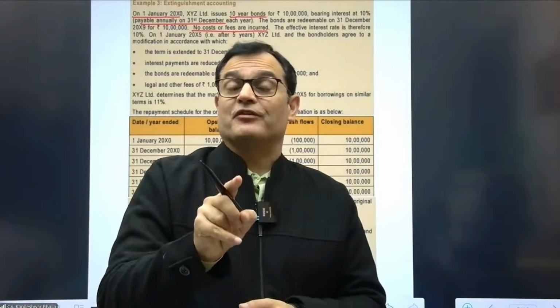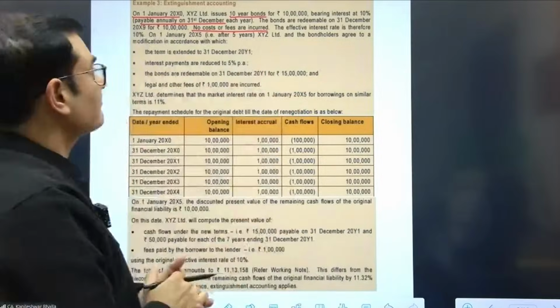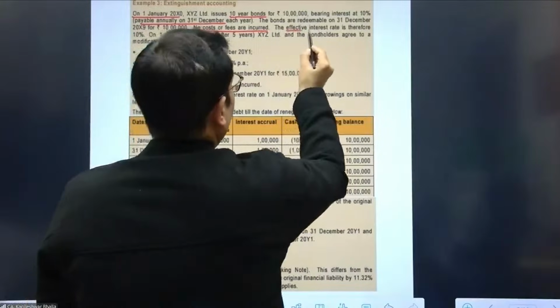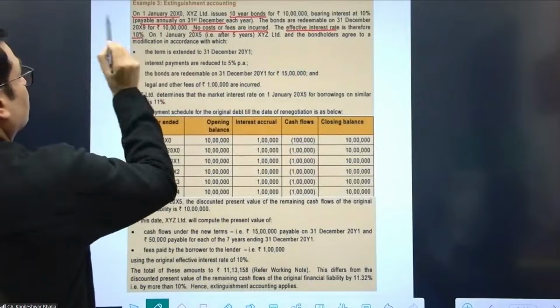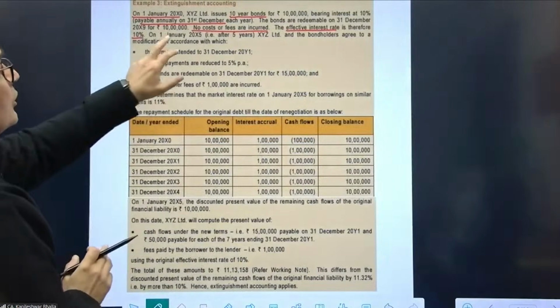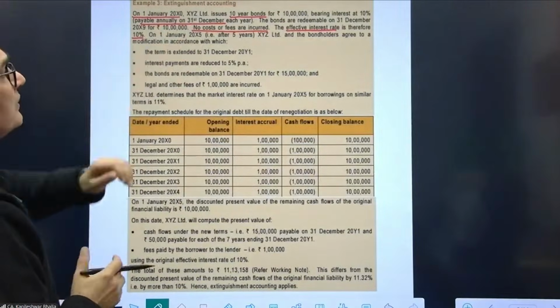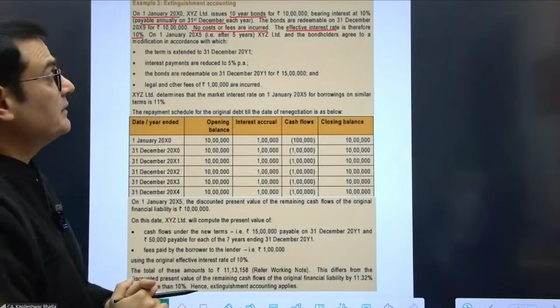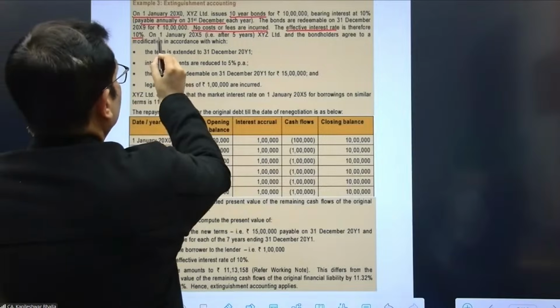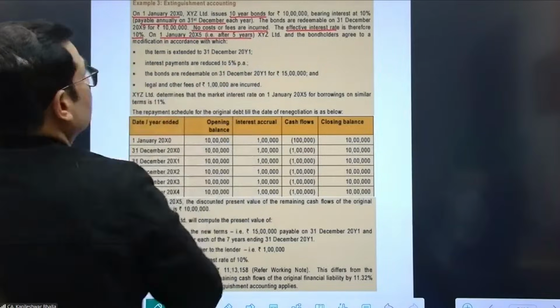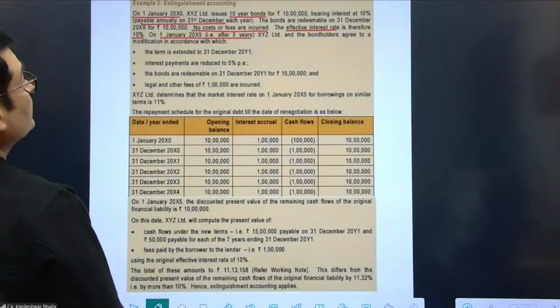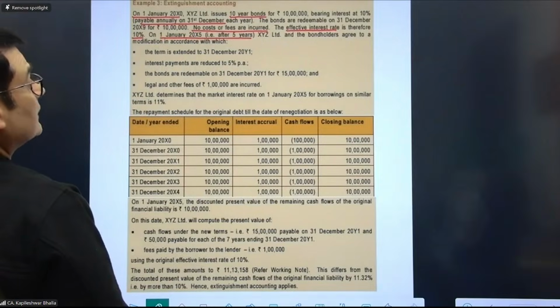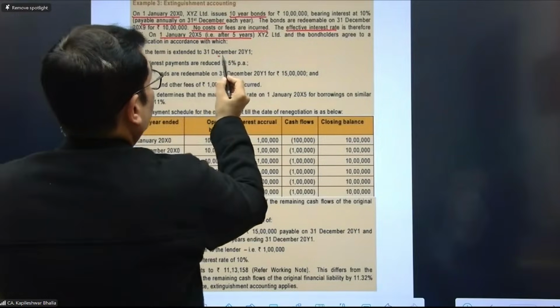That also tells me that the coupon rate of interest, the contracted rate of interest, and the effective interest rate are the same. And therefore, it says the effective interest rate is 10%. So in this particular case, no transaction cost and no processing fee lead to the conclusion that the EIR and the contracted rate are the same. Then it says on January X5, that is after 5 years, XYZ and the bondholders agreed to a modification in which the terms are extended to December Y1.